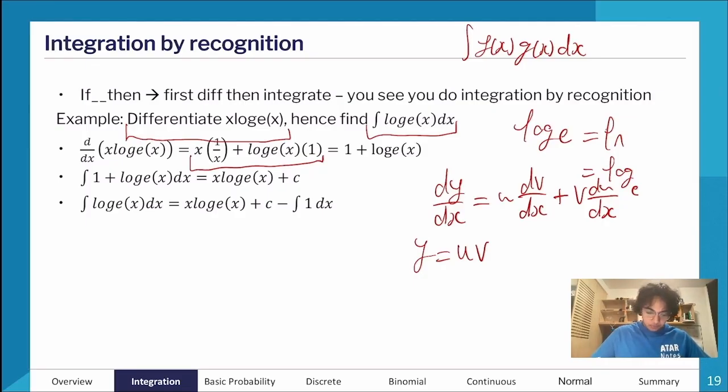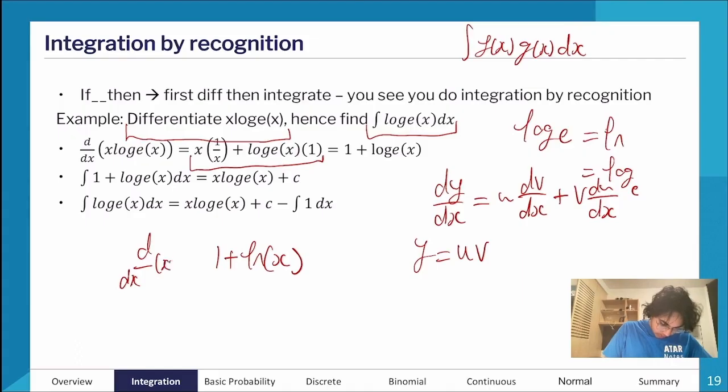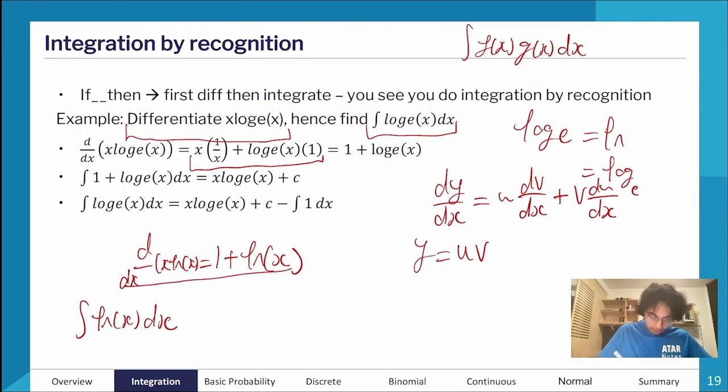So ideally we want to get, I'm going to write it as ln. That also just means natural log. So we have our derivative d/dx of x ln of x, right, is equal to this. Okay, and I want to integrate ln of x with respect to dx. Okay, so I rearrange this equation for ln of x.